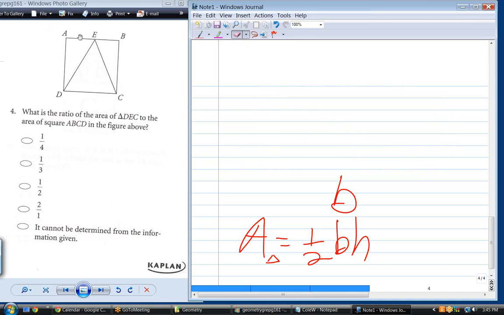The fact that this is a square, well, a square is still a rectangle. In other words, the area of a square is still base times height. It's just that the base and the height are the same thing. But it's still base times height.